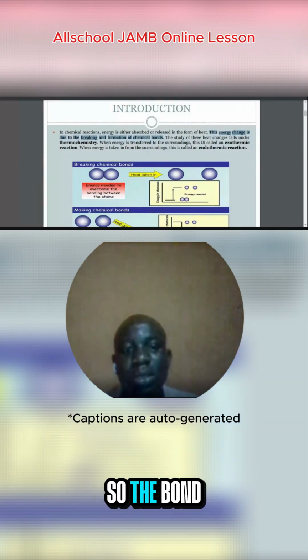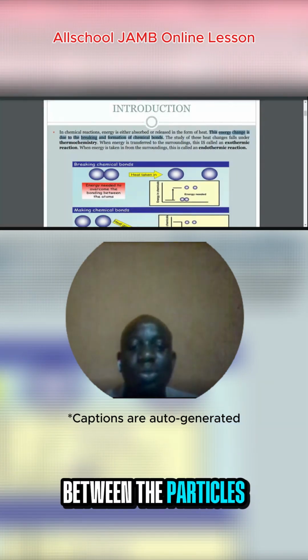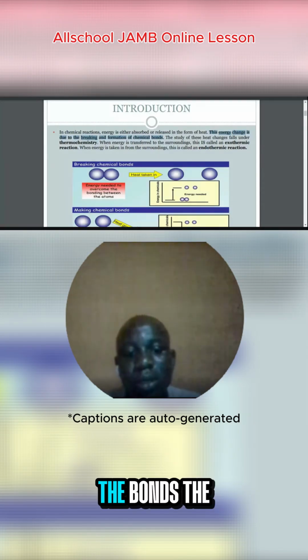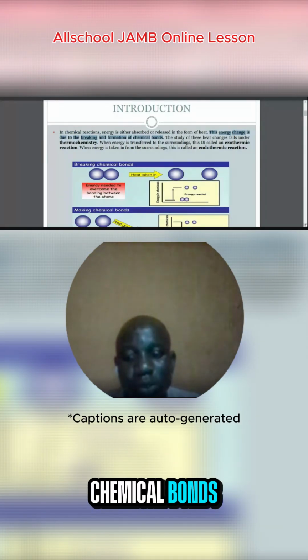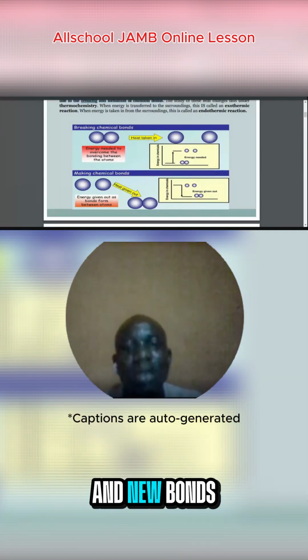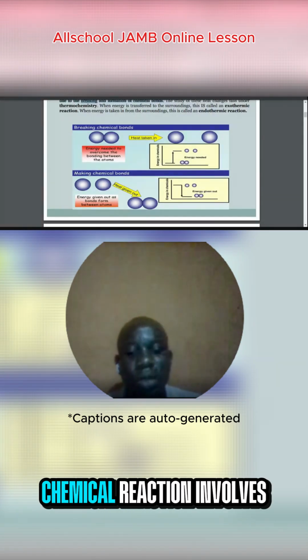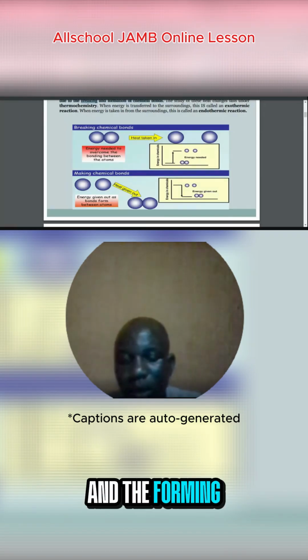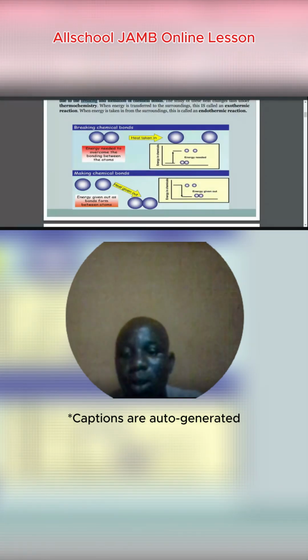So the bonds between the particles will be different. Before a chemical reaction will occur, the chemical bonds that hold the reacting particles will have to be broken, and new bonds that will form the products will have to be formed. So a chemical reaction involves the breaking and the forming of chemical bonds.